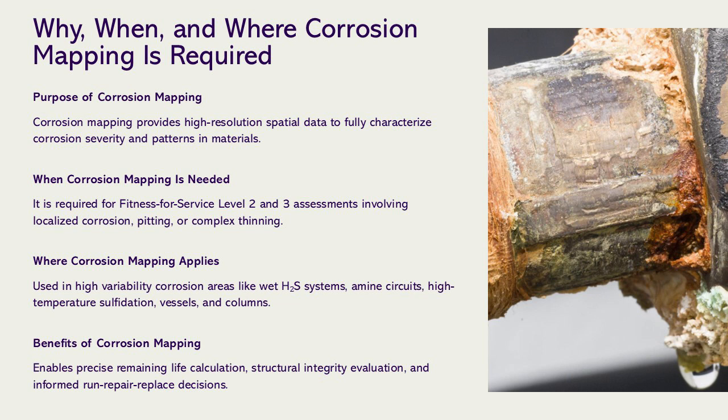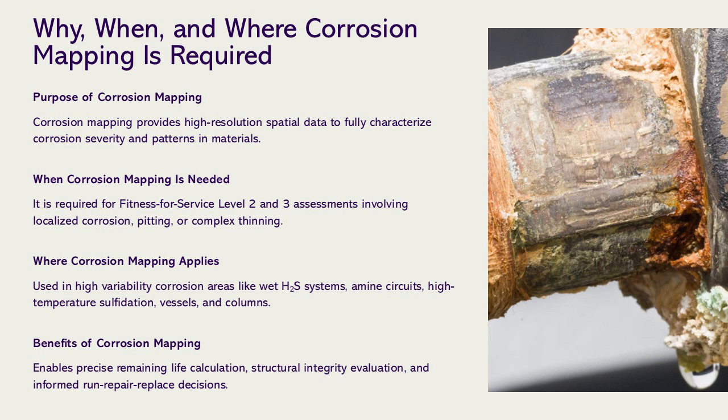Corrosion mapping is the highest resolution ultrasonic inspection method, used when full spatial detail is required to characterize corrosion severity. According to API 579-1 Part 4, corrosion mapping is mandatory when conducting fitness for service Level 2 or Level 3 assessments involving localized corrosion, pitting, or complex thinning patterns. It provides detailed thickness matrices that allow engineers to compute remaining life, assess structural integrity, and evaluate stress distribution under degraded conditions. Mapping is also required when corrosion variability is high, such as in wet H2S systems, amine circuits, and high-temperature sulfidation environments. API 574 recommends area-based measurements when corrosion is non-uniform or unpredictable.